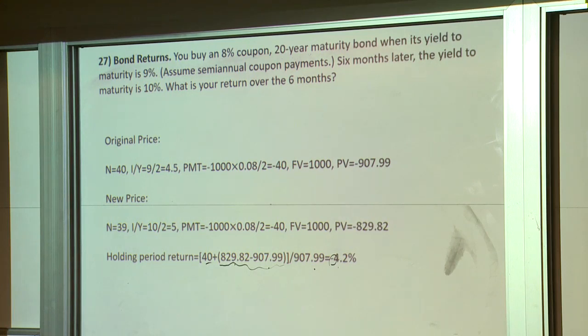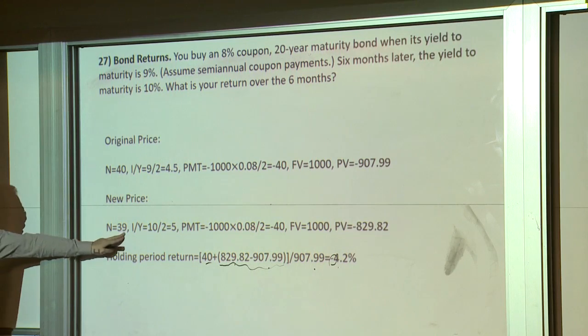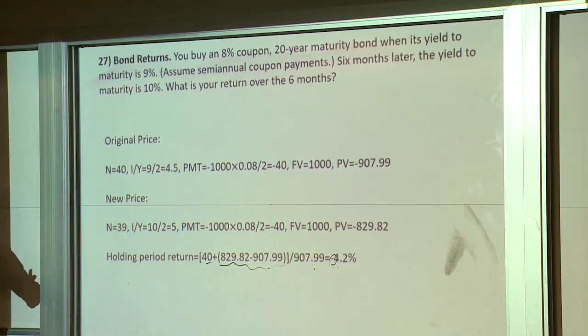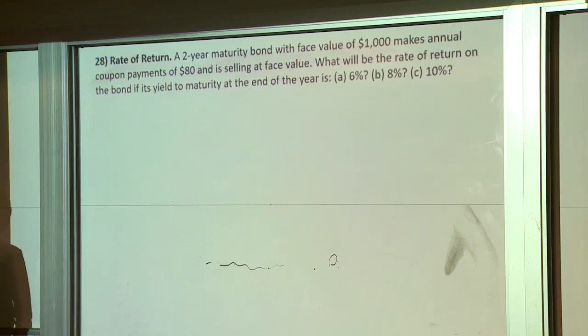Why isn't it 39? Why isn't it 34 instead? This is 39. Yeah, but shouldn't it be 34? Why is it 34? Okay, so we have 20 years and semi-annual compounding, so the total number of periods is 40. And 6 months later, 6 months is 1 period, right? And so 40 minus 1, right? Yeah. Okay. Good. 28.